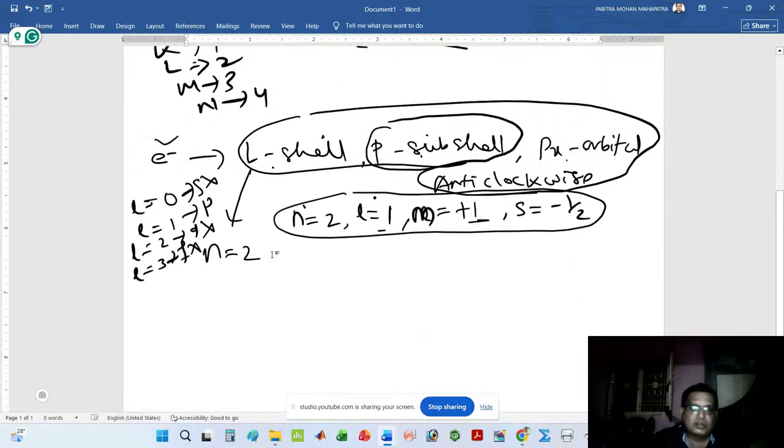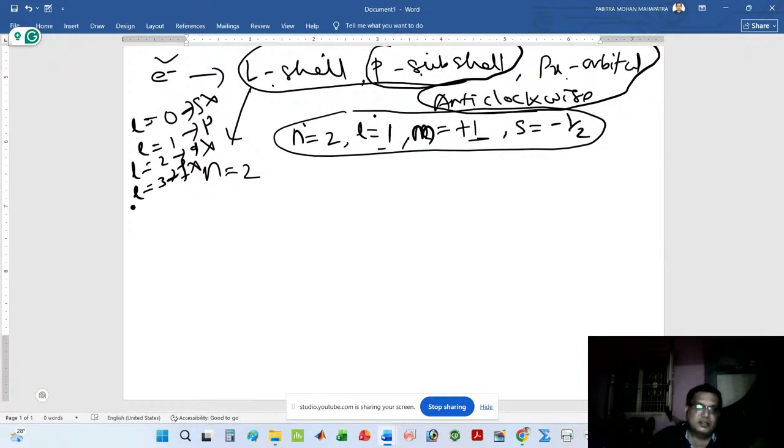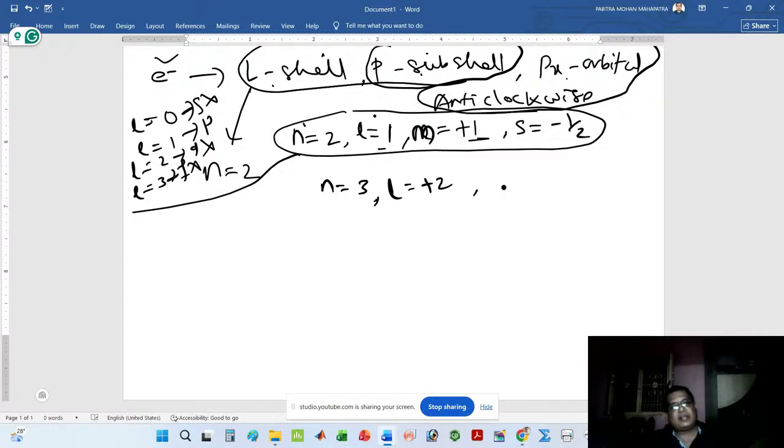Think about another point. Suppose a set of quantum numbers is given. n is equal to 3, l is equal to 2, m is equal to plus 2, s is equal to plus 1/2. Then what is the address? In which place is the electron present? Tell me.